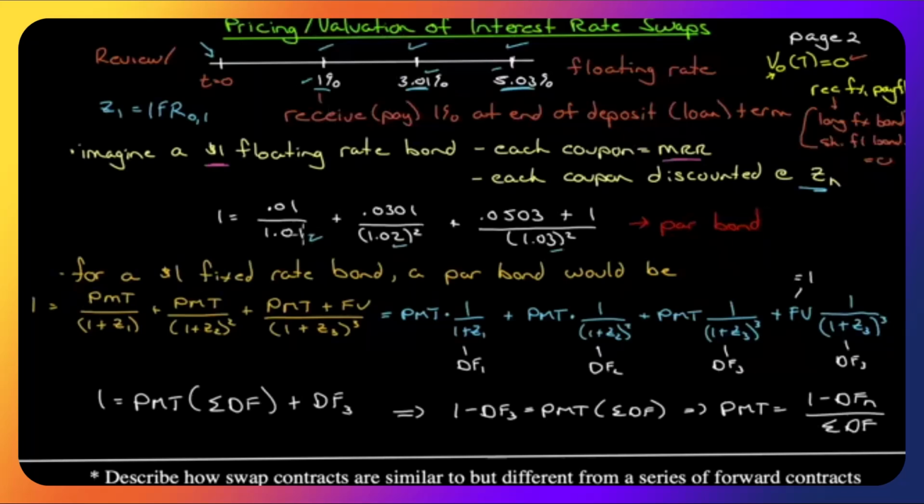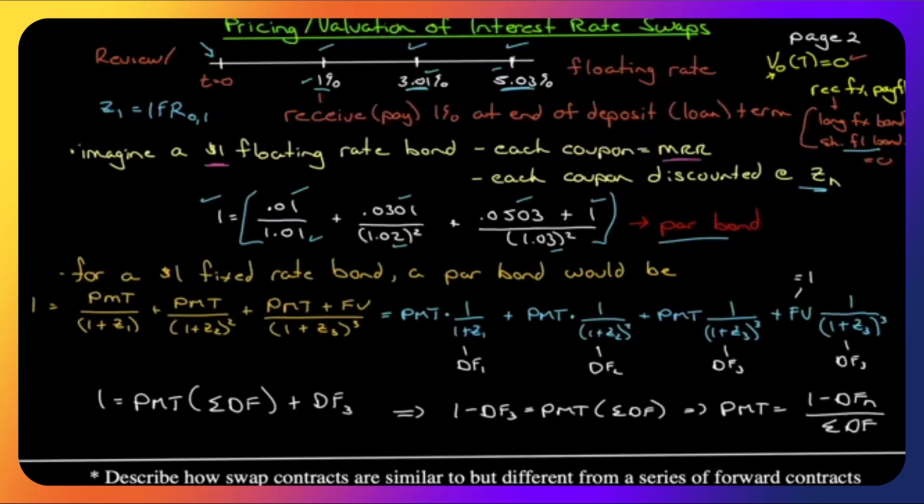So our first coupon, it's a $1 bond. Our first coupon is a penny because it's 1%. Next coupon is 3.01 cents. The last coupon is 5.03 cents plus the future value. Discount it all back, and you will find that all of this equals $1. We have a par bond. So we never have to worry about the floating rate leg of a swap. It will always equal par. So our job just got easy.